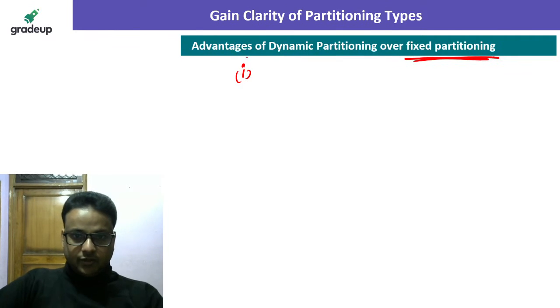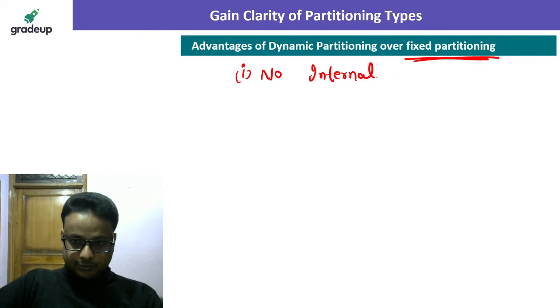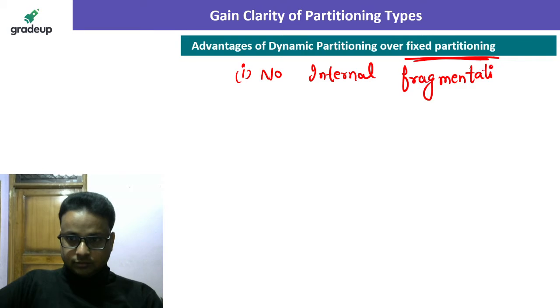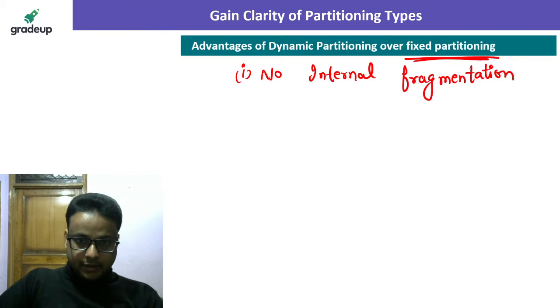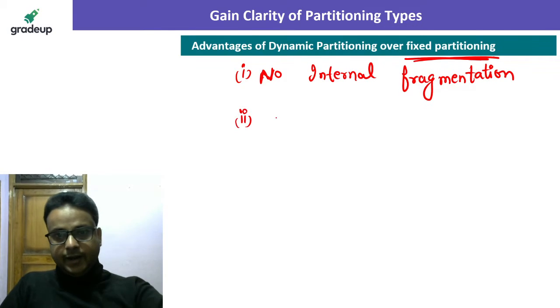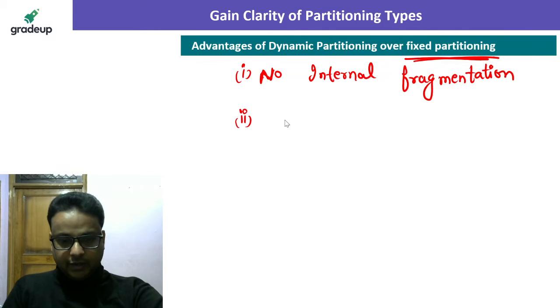So first is no internal fragmentation, right? So there is no internal fragmentation. And second, what will be the second one?